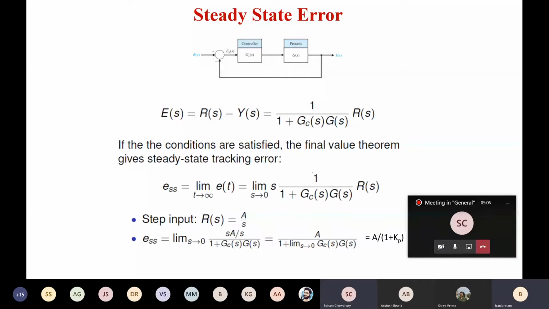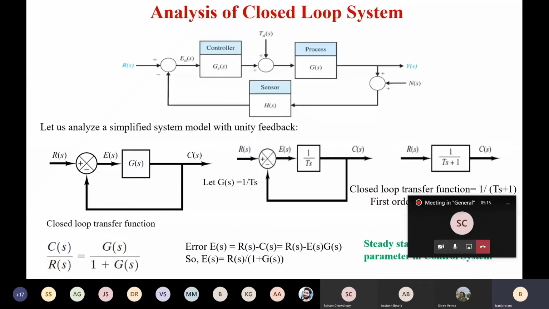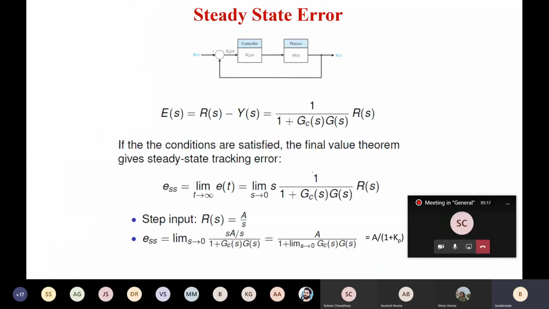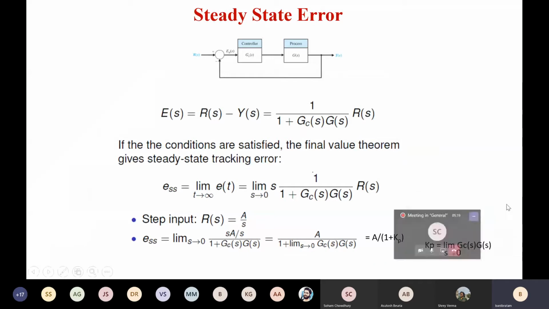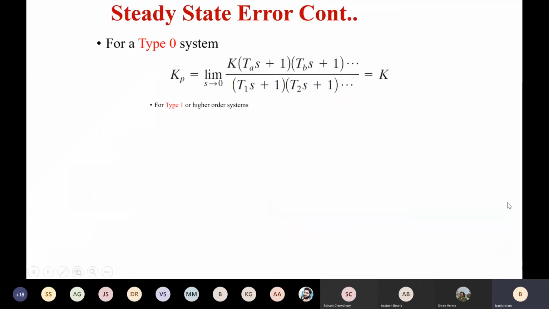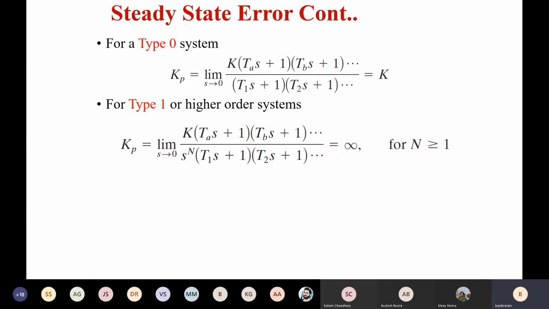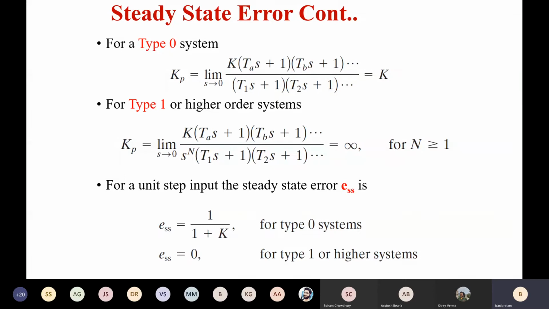Okay. Fine. So in the last classes, we were discussing steady state error, right? So this closed loop system we analyzed, then steady state error we calculated, and we derived that for a type 0 system, if we apply the step input, then you will get a finite steady state error. But for type 1 onwards systems, the steady state error will be 0.